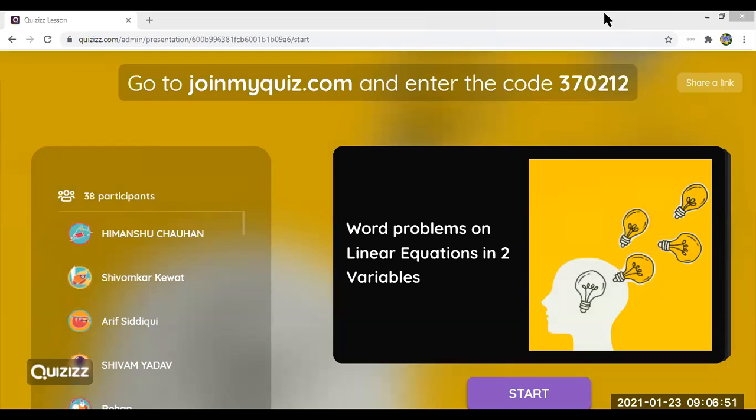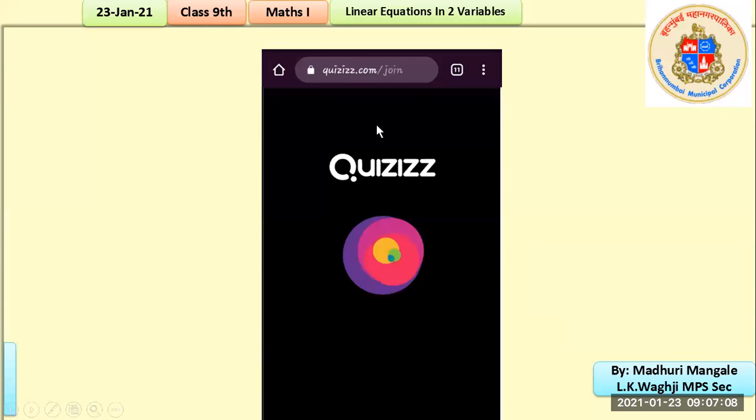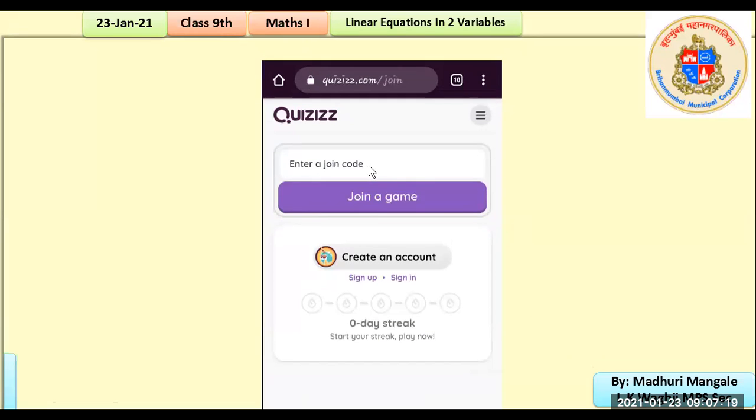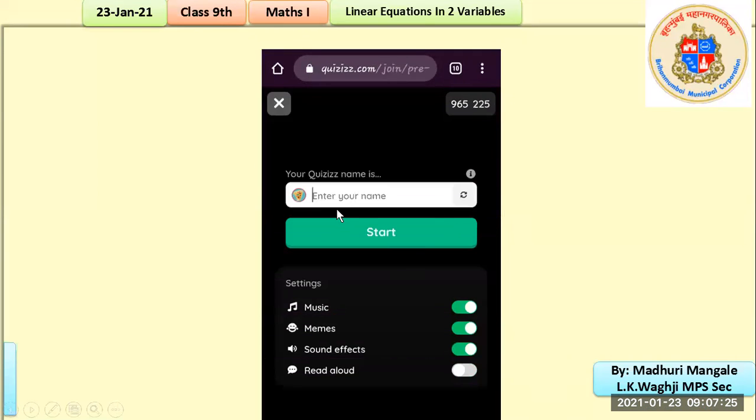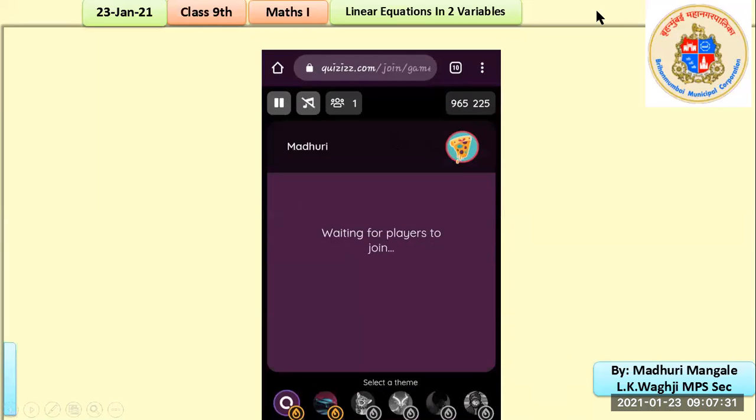I will repeat the process here. Just a minute. Let me share the directions once again. You need to go to a web browser and enter joinmyquiz.com. You need to go to this link for students, joinmyquiz.com. Once you click on that link, it will show a page like this, and then you need to enter the code over here. The code is 370212. Once you enter the code, it will ask for a name, and there you are. Just enter your name and click on start. You will be here on the dashboard waiting for other players to join.